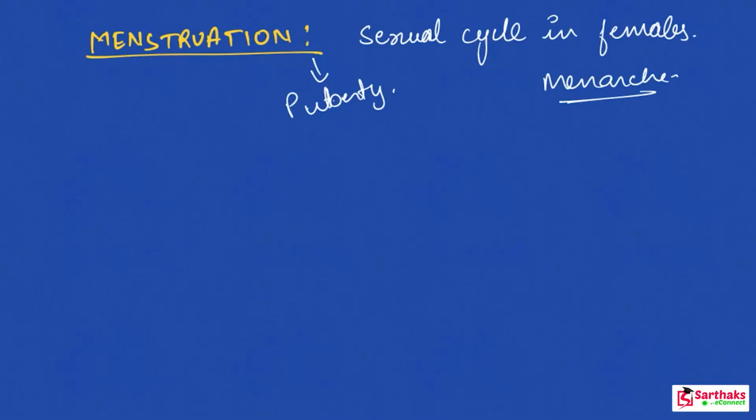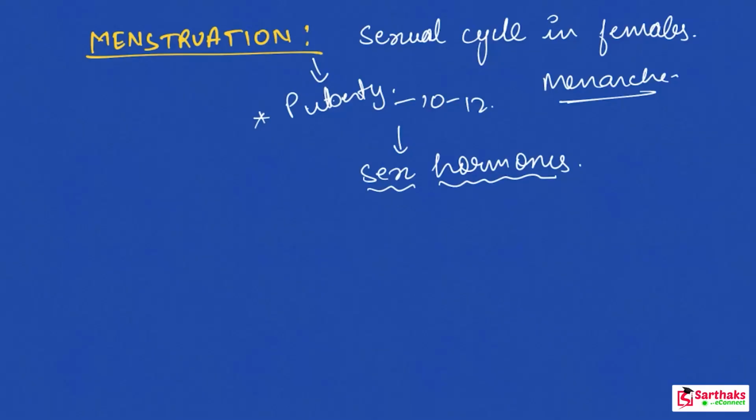Actually, when the girl reaches puberty at the age of about 10 to 12 years, a sex hormone is released in her body. As I told you in the last lectures, the sex hormone present in the body of a female is released by the ovary. Do you remember this point? These sex hormones, that is estrogen and progesterone, are released by the ovary. So keep this in your mind. This can be framed as an important question: the ovary releases sex hormones.